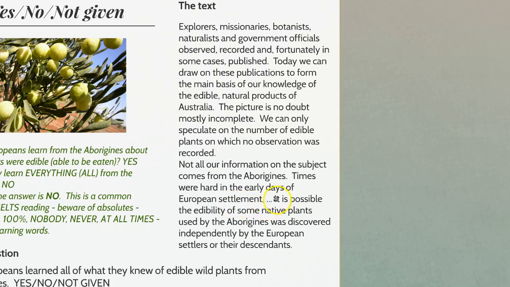Look at the last sentence. It is possible the edibility of some native plants used by the Aborigines was discovered independently by the European settlers or their descendants. This means that some of the information they know about edible wild plants was not gained from Aborigines, but from other sources.